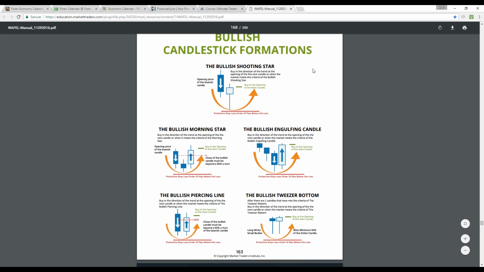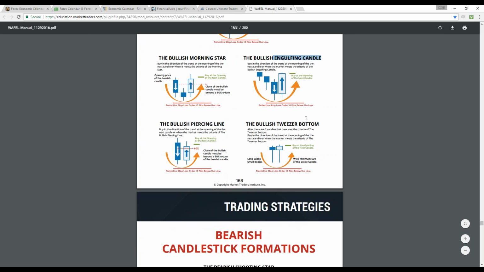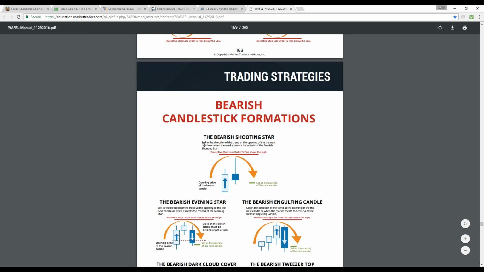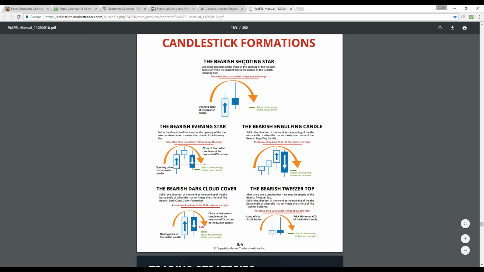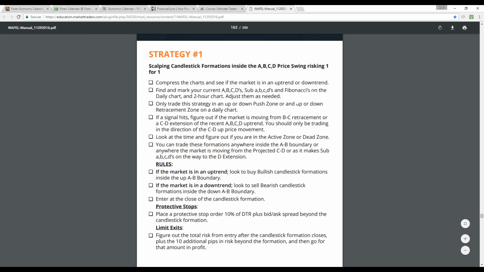Right here. In an uptrend, look to identify bullish shooting stars, bullish morning stars, bullish engulfing candles, bullish piercing lines, or bullish tweezer bottoms. If you are in a downtrend, then you need to be looking for bearish shooting stars, bearish evening stars, bearish engulfing candles, dark cloud covers, or tweezer tops. So in an uptrend, look to buy a bullish candlestick formation within the AB boundary.